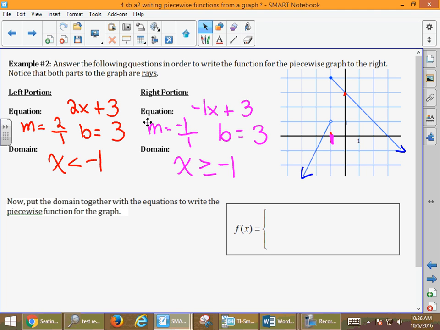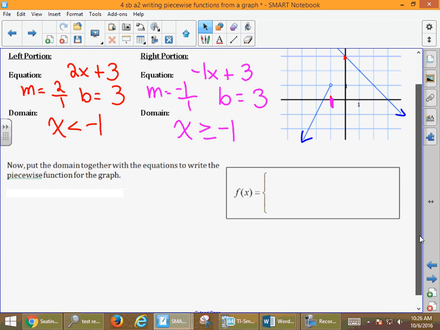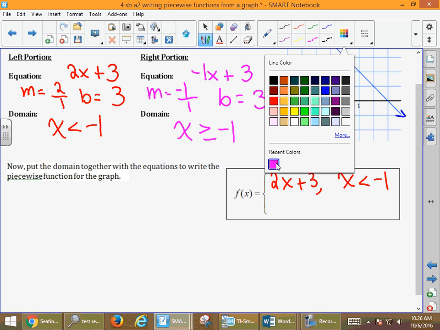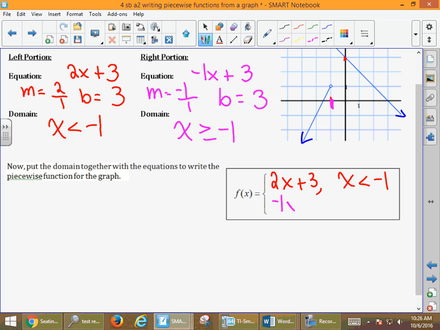So now that we have all of that, we can put our equation together. Our left-hand portion is 2x plus 3 if x is less than negative 1. And then our right hand is going to be negative 1x plus 3 if x is greater than or equal to negative 1.